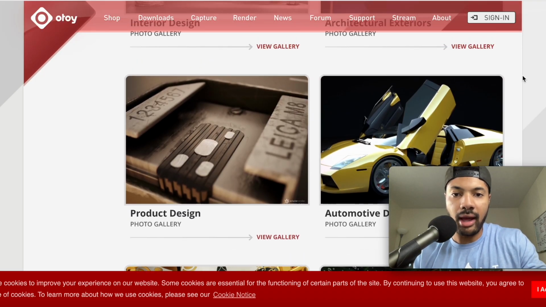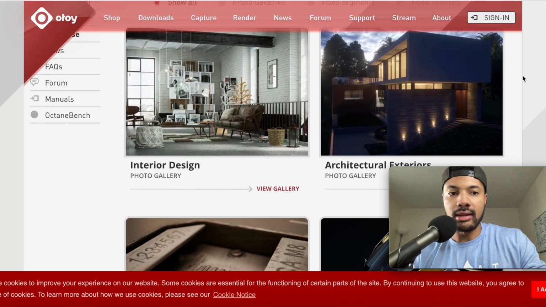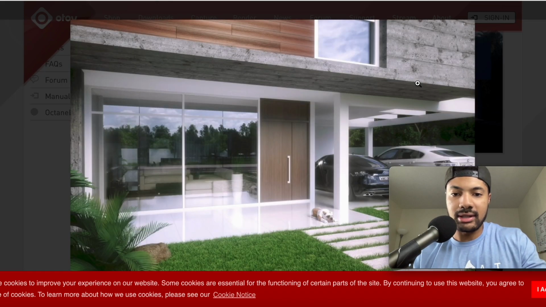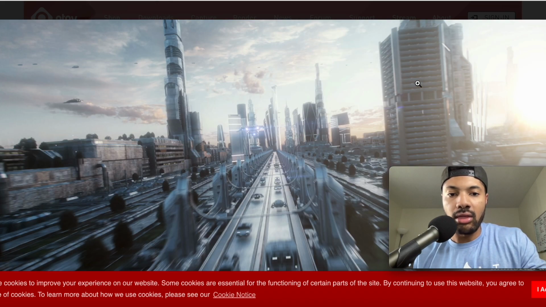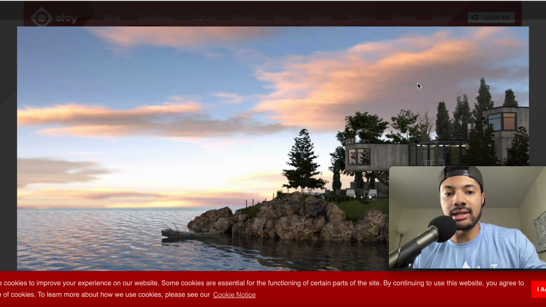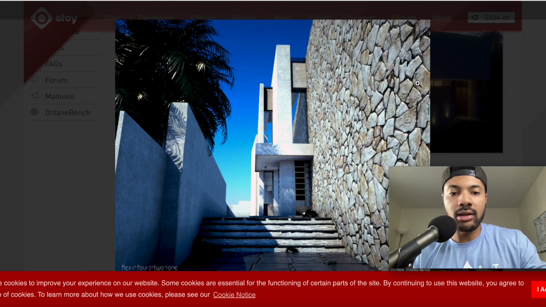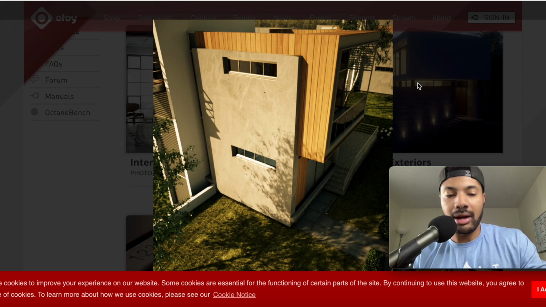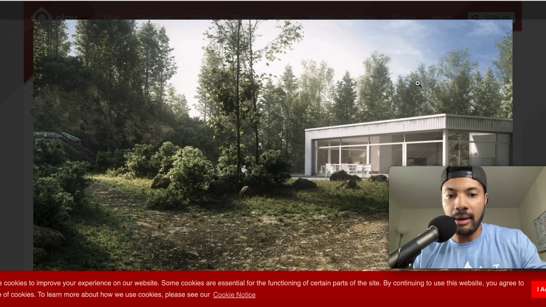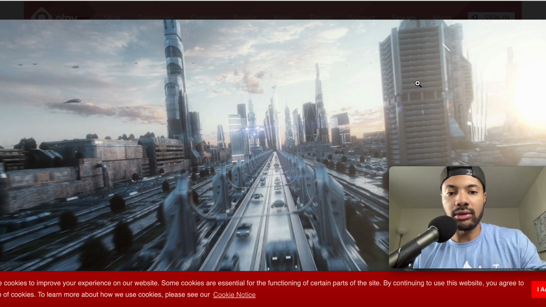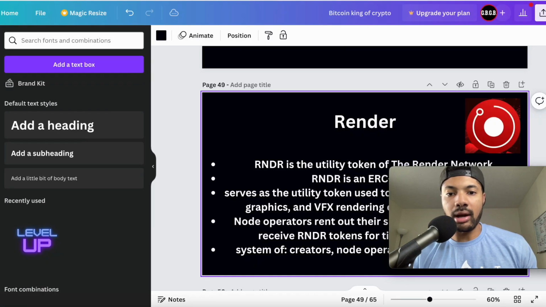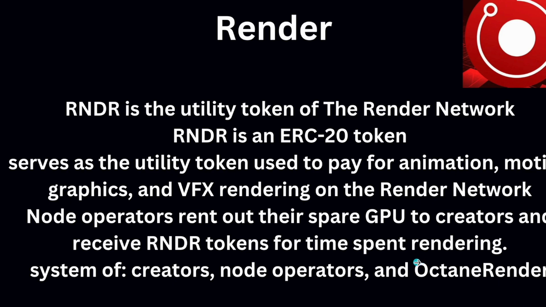If you guys ever have the chance, go to the OTOY.com website and just see some of the things that their technology is able to do because of GPUs, computer graphics processing units. It's absolutely amazing, so definitely go and check that out. So, as promised, let's deep dive and talk about Render. I'm going to disappear from the screen for a little bit.